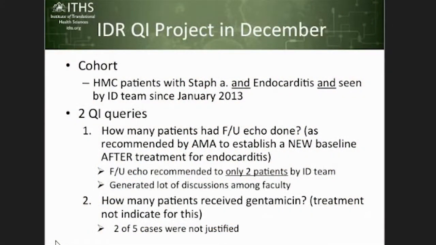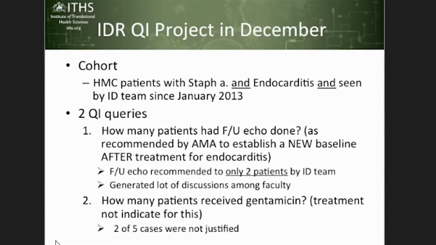What was the QI project that Bob and the ID section were somewhat excited about? Basically, he was looking at HMC patients with Staph aureus and endocarditis seen in 2013. He wanted to find out first how many people of this cohort had an echo done. It was recommended. And then he realized that out of about 19 patients, only 2 were recommended by the infectious disease doctor to get this done, even though it is a recommendation by the American Medical Association.